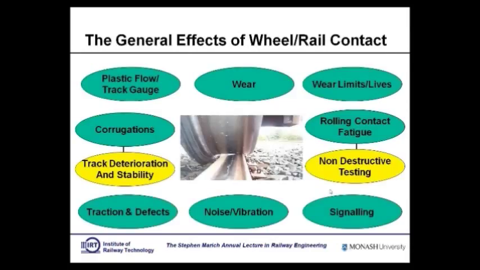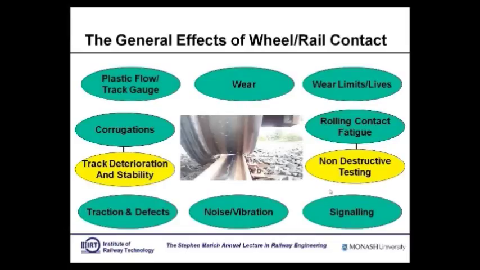Okay, what's the general effect of the wheel-rail contact? A lot. This is essentially what wheel-rail does to the system. It affects the plastic flow of the rails. If a rail then mushrooms, as you will see later, then the gauge that you actually set the track at has no meaning, because all of a sudden your track has tight gauge.